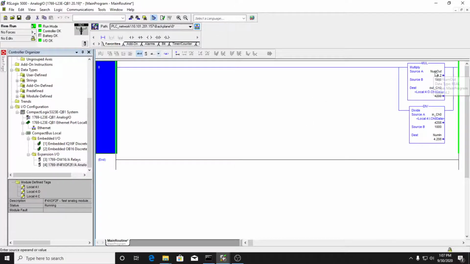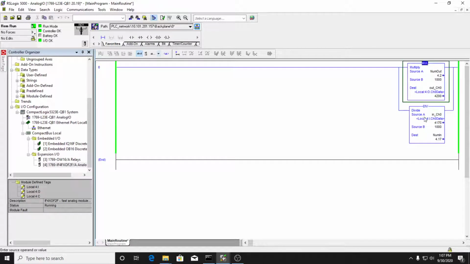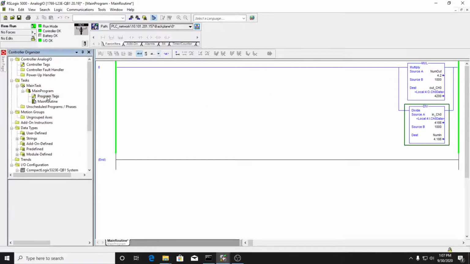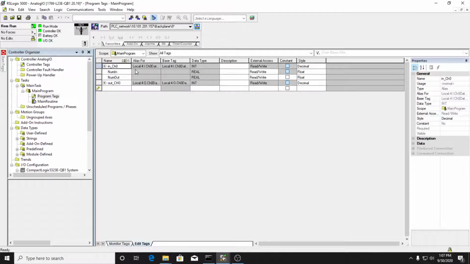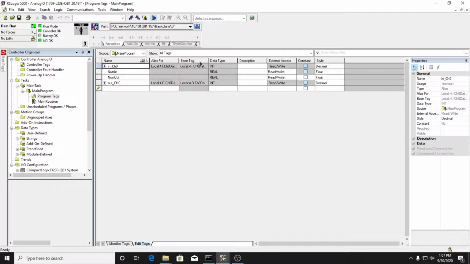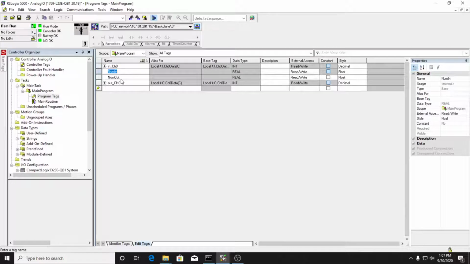So as you can see here, I've got two math computations. I have a multiply and then I have a division. So if we look at our tags, under tags I have a number out tag, which is just a floating point value, right? So this is a real number that can have decimal points. And then I have a number in, which can also have decimal points. Now notice these do not have an alias because these are just numbers inside the PLC.